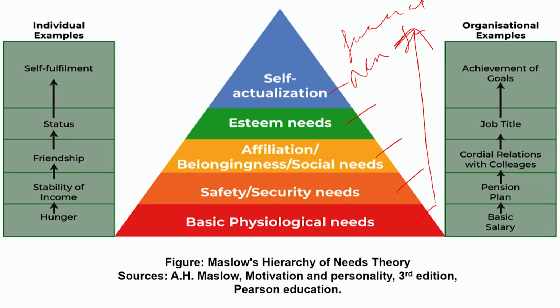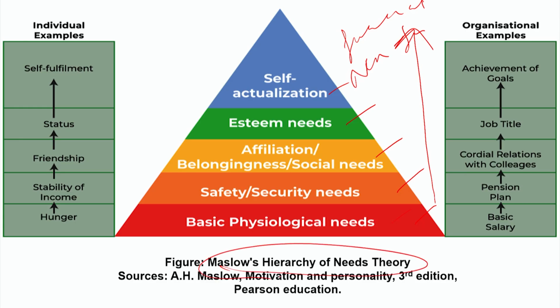And the fifth one is self-actualization. Self-actualization means that he has reached the stage where he is self-fulfilled with all these categories of products and services. He is satisfied in every aspect of life. So this Maslow need theory is to be used by the marketer to design products and services.